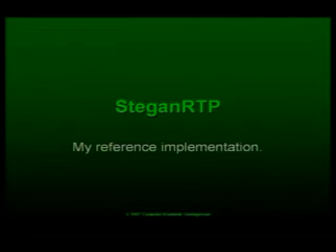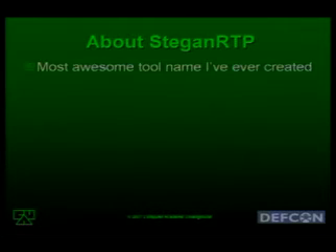All right, so now I'm going to talk about my particular implementation. This is essentially a reference implementation, and by calling it that, I only have to worry about conveying the functionality. I don't really need to secure my code because I write horribly insecure code. So about StegoRTP, first, it's the most awesome full name I've ever come up with, and that's usually my major motivation for working on any particular project.